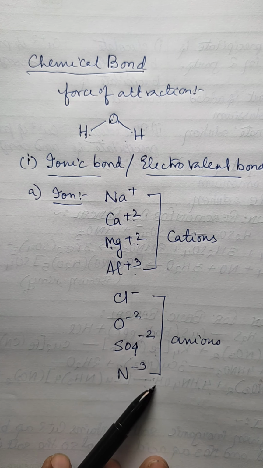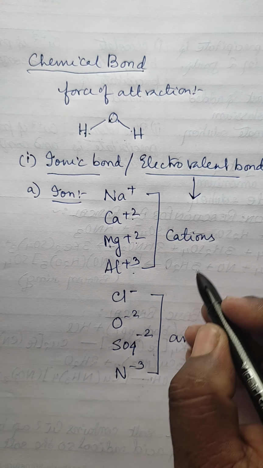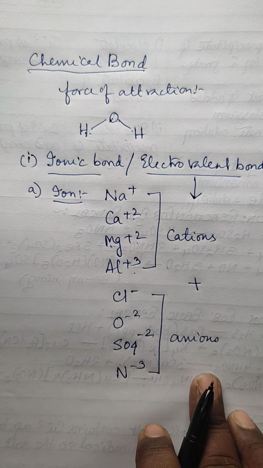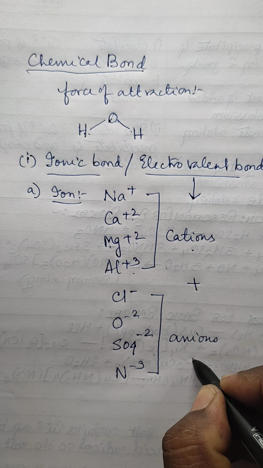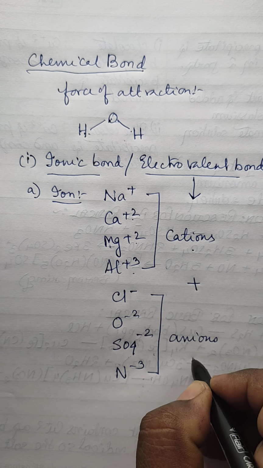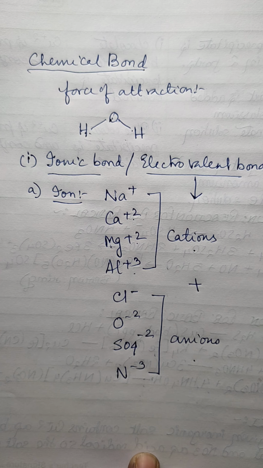Now see, when a bond is formed by the combination of a positive ion and a negative ion, then that type of bond is called an ionic bond. So I can say an ionic bond is a combination of a cation plus an anion. When a cation and an anion combine together, the chemical bond that is formed because of the electrostatic force of attraction is called an ionic bond.